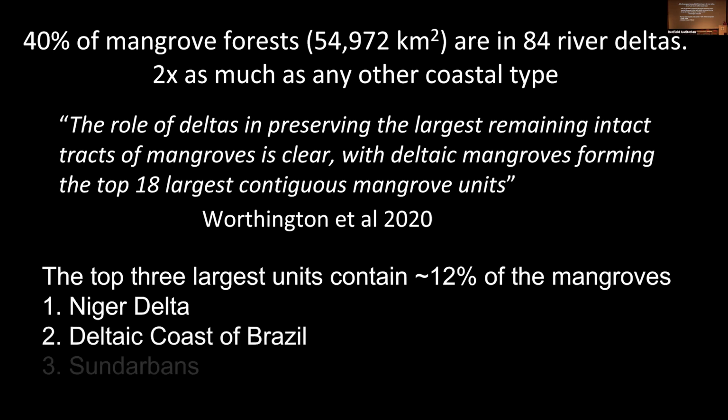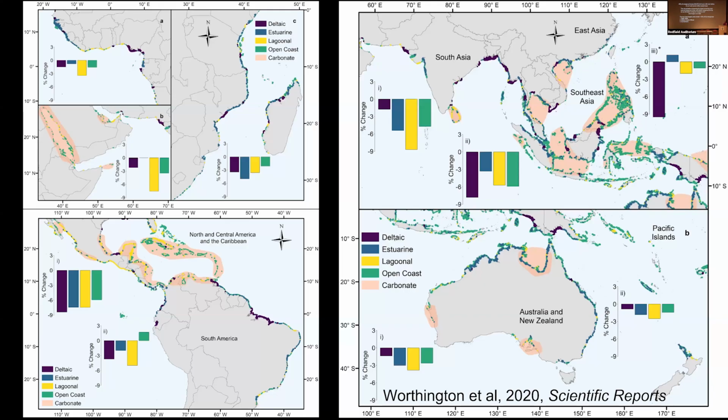The deltaic coast of Brazil, and essentially the Sundarbans, the Ganges, Brahmaputra, right? So these are the largest intact sort of systems, and again, they make up 12% of mangroves worldwide. And so we've mapped this out, looking at these different units that you can see here on the bottom right, the deltaic, the estuary and lagoonal, open coast, as well as we sort of mapped out the carbonate ecosystems. And this is just kind of showing you the distribution of these different coastal types around the world.